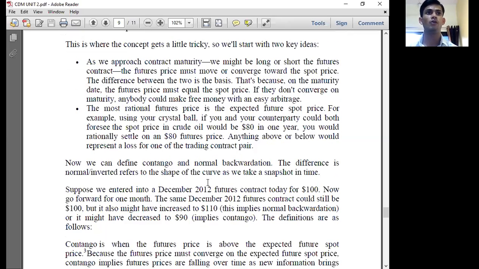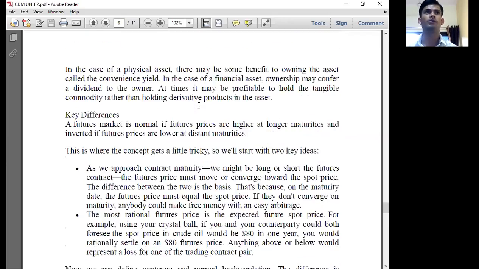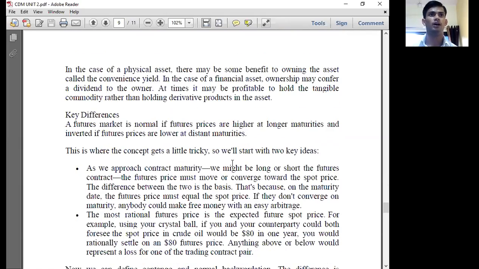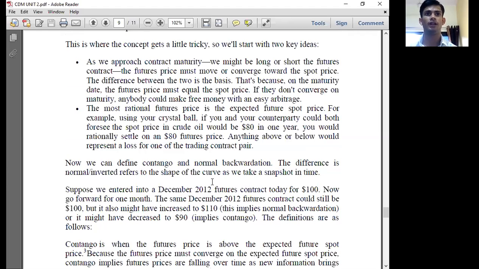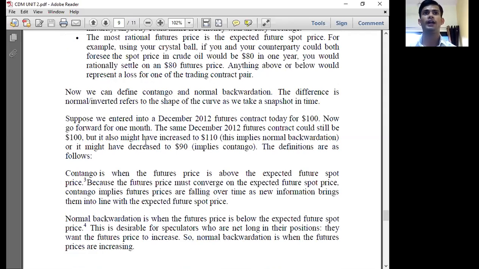Okay. Now we can define the contract and normal backwardation. The difference between normal investing refers to the shape of the curve as we take a snapshot in time. From this curve and some key points on it, I'm explaining the difference between contango and normal backwardation. Suppose we enter into a December 2012 futures contract today for $100. You made a contract today for $100 for one good.